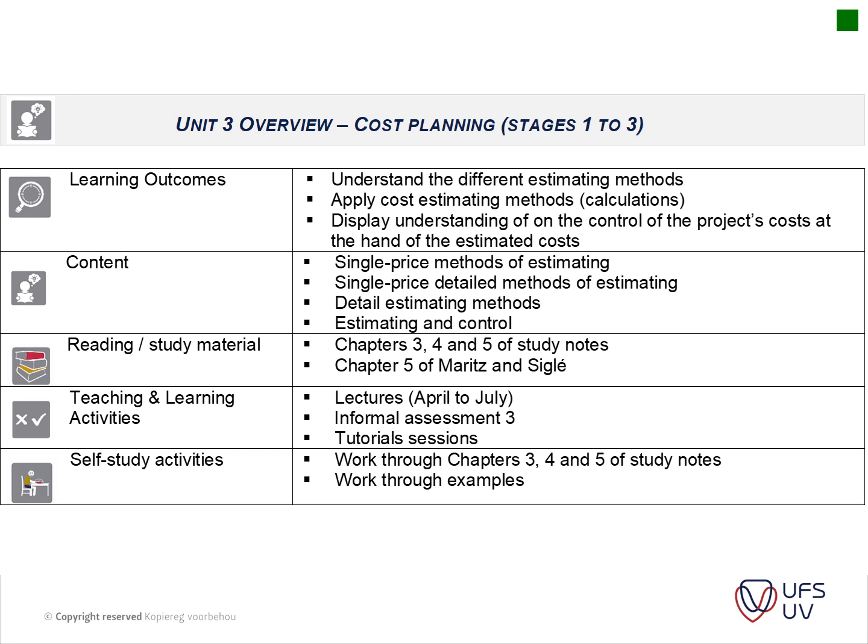So we're busy with unit 3, as I mentioned, and chapters 3, 4, 5 and chapter 5 of the Green Book, which is Maritz and Siegli. So we've basically done all the theory. We had that last theory class just before the break. So what we're going to do now is actually do some examples that will assist you in how to do the calculations and so on.